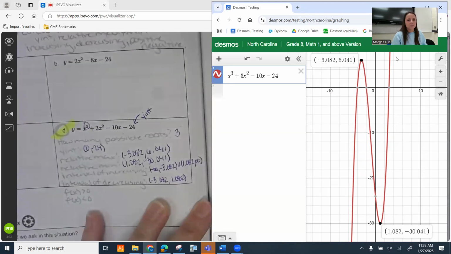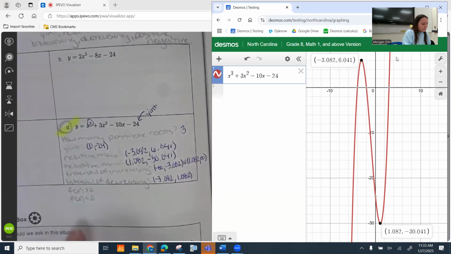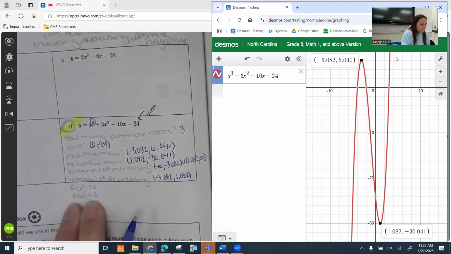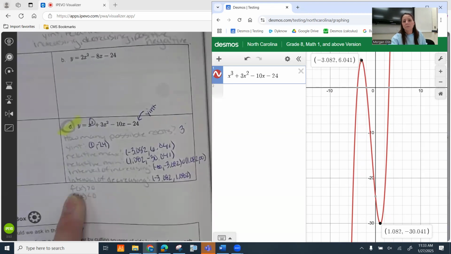Oops, there you go. Now you can see it. All right, now remember, this is where it's positive. This is when it's negative. So positive is below the x-axis. Let me take these, above the x-axis.